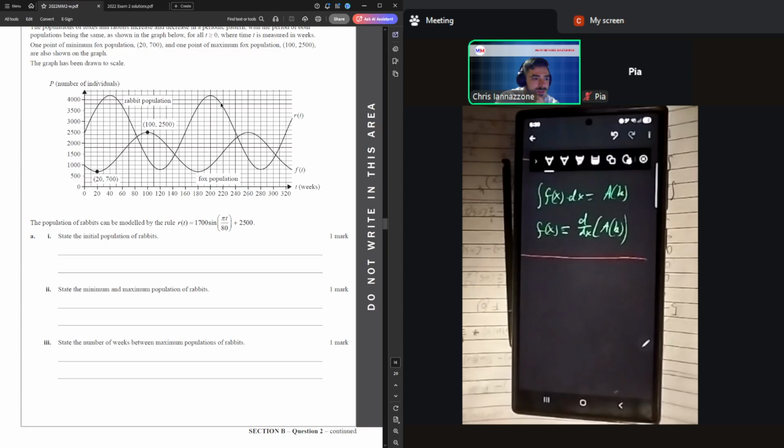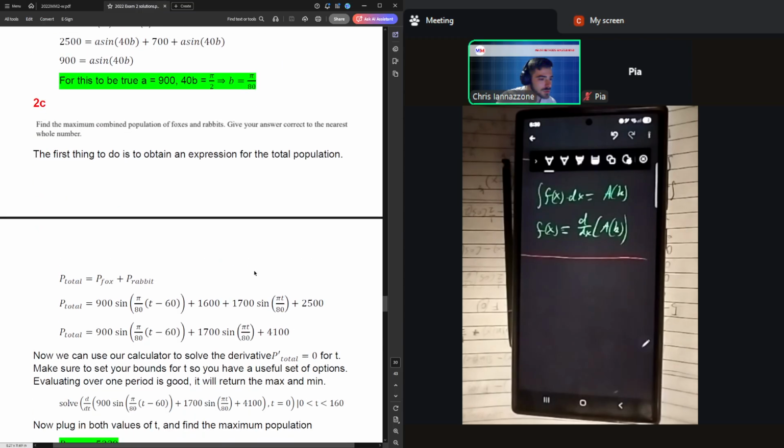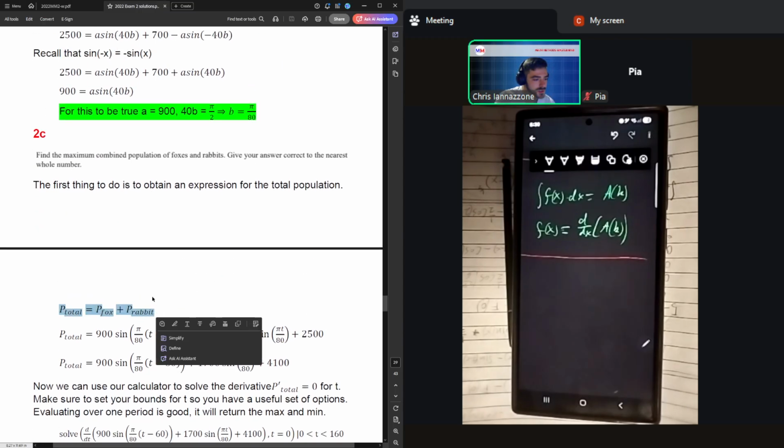This y value plus this y value is probably as big as it's going to get. Maybe it's around here, something like that, or around here as well. Point is, you don't have to really eyeball it. You just know that the total is always going to be the population of fox plus population of rabbit for any given value of t. Right? We have both of those equations already. We solve for a and b on the fox one, so we've already got those.